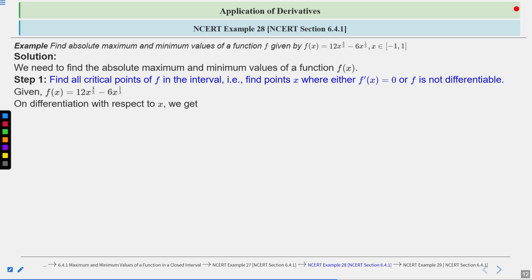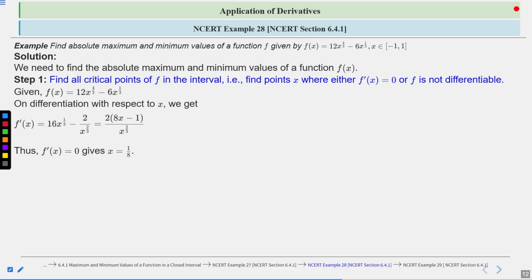On differentiation with respect to x, we get f dash x equal to 16x to the power 1 by 3 minus 2 upon x to the power 2 by 3, which after further simplification you will get 2 times (8x minus 1) upon x to the power 2 by 3.